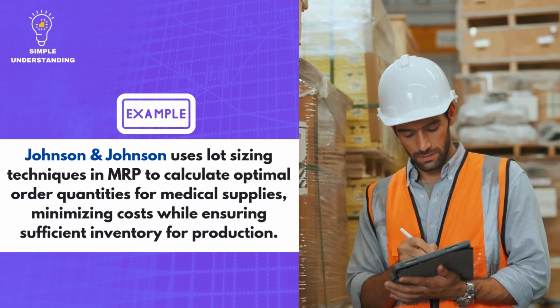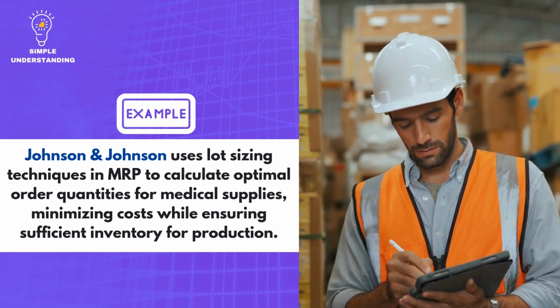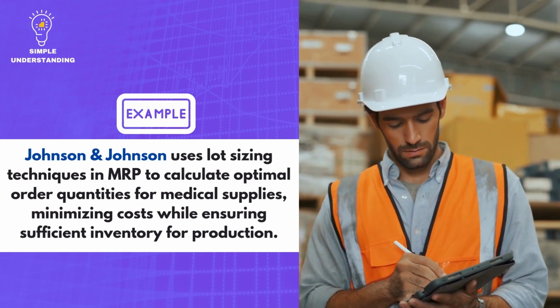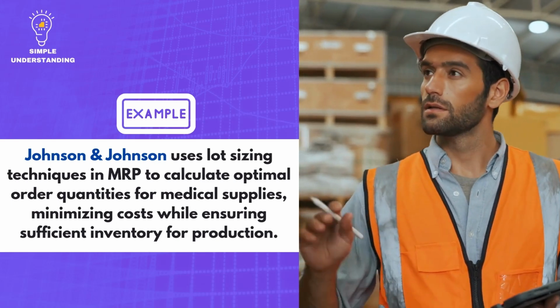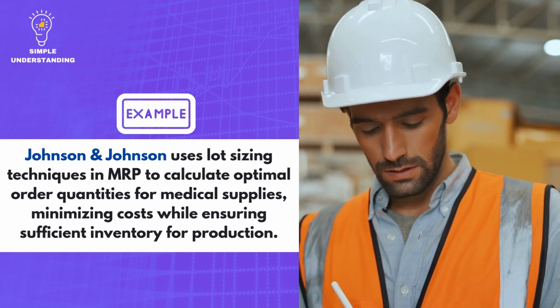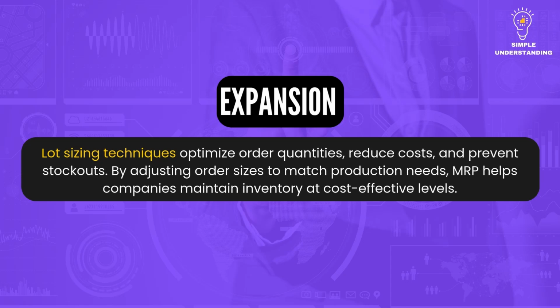Real company example. Johnson & Johnson uses lot sizing techniques in MRP to calculate optimal order quantities for medical supplies, minimizing costs while ensuring sufficient inventory for production. Expansion. Lot sizing techniques optimize order quantities, reduce costs, and prevent stockouts. By adjusting order sizes to match production needs, MRP helps companies maintain inventory at cost-effective levels.